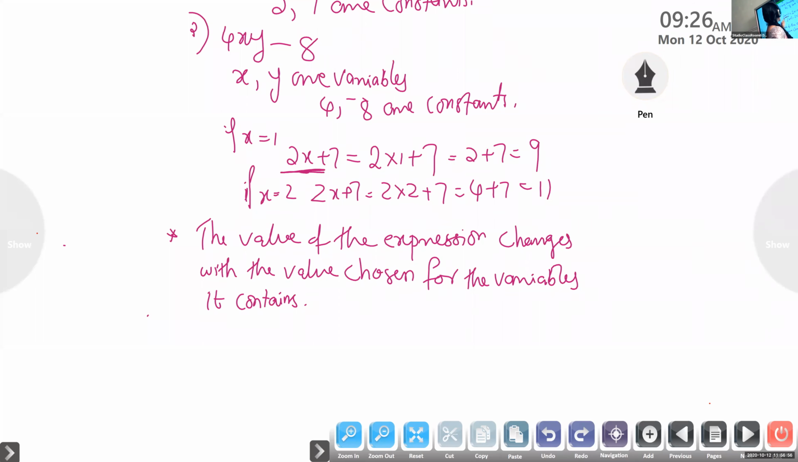Here we give x equal to 1, so the value we got is 9. When we give x equal to 2, we got the value as 9. So as we are giving values to the variables, the value of the expression changes.